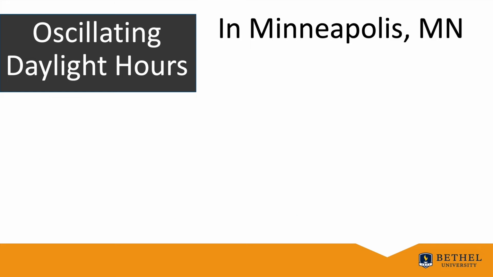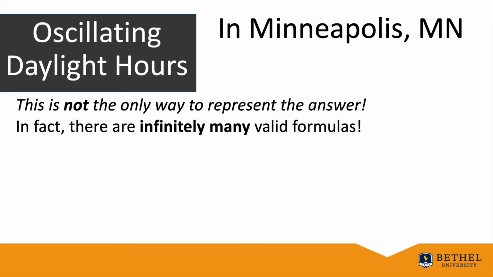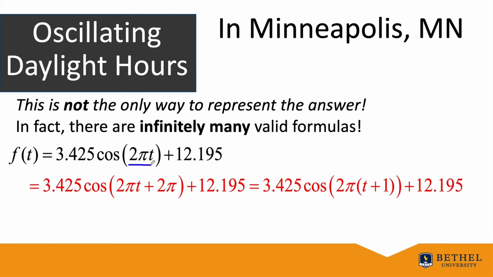Because of the periodicity of these functions and the relations between them, this is not the only way to represent the answer. In fact, there are infinitely many valid formulas. For the answer that we found on the previous slide, one way to get another answer is to use the fact that cosine has period 2 pi. Change the input of the cosine from 2 pi t to 2 pi t plus 2 pi. Alternatively, write that input as 2 pi times the quantity t plus 1. In essence, this is emphasizing that this function f of t has a period of 1. Assuming the graph goes on forever, we can translate the graph to the left by 1 unit and get the exact same graph.